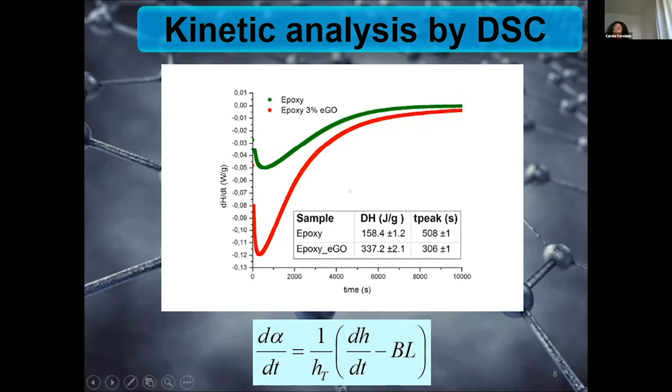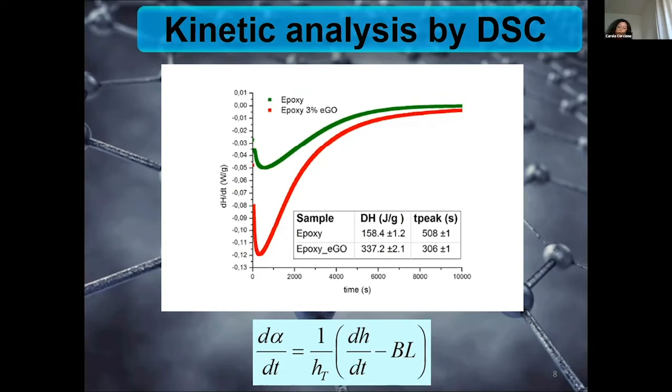Furthermore, the data shown in the same figure also indicate that the time to reach the peak, which I call T peak, measured in seconds, is significantly reduced in the presence of the filler. As you can see, we have a reduction of about 40%, as was also expected, accounting for its catalytic activity in epoxy ring opening reactions. So in order to get further insight into the reaction mechanism, the rate of reaction d alpha/dt was also calculated from the experimental data reported in this thermogram.